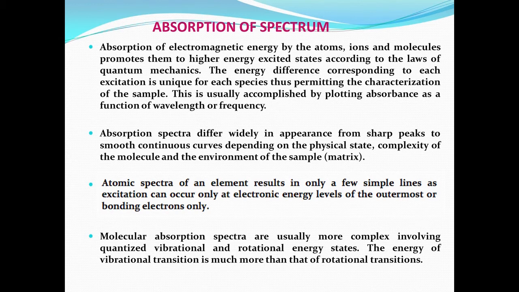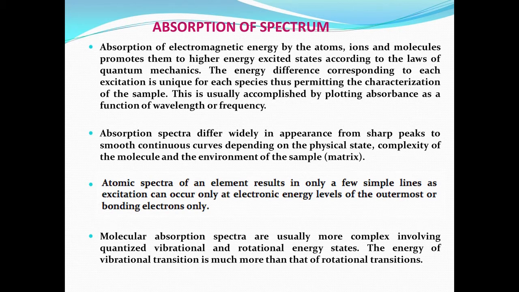So, atoms, ions, molecules, as I have already explained to you, absorb electromagnetic radiation and go to the excited state according to the laws of quantum mechanics. The energy difference corresponding to each excitation is unique for each species or group of atoms. This we have discussed a number of times. So, how do you plot the energy difference? It is by plotting absorbance as a function of wavelength or frequency.